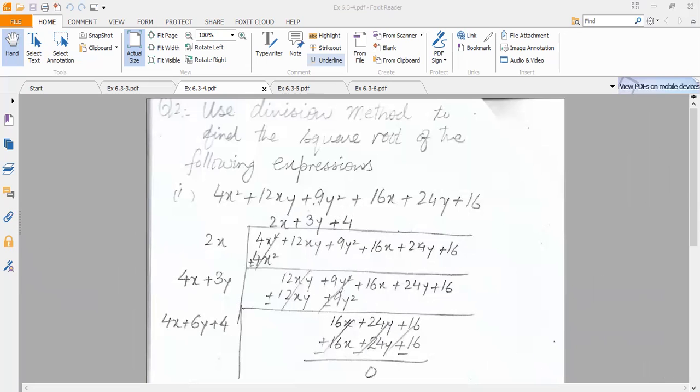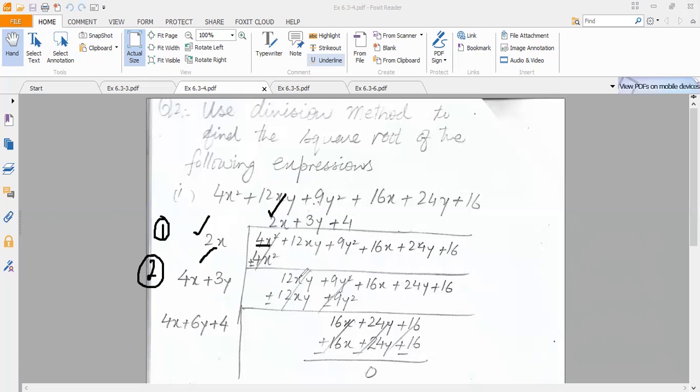In this question, we use the square root by the division method, which means the division method to find the square root. What we do in the first step is take the first term and make it half. Half of the first term becomes the divisor on this side and the half becomes the quotient. The first step is finished. In the next step, the divisors are added: 2x plus 2x is equal to 4x.